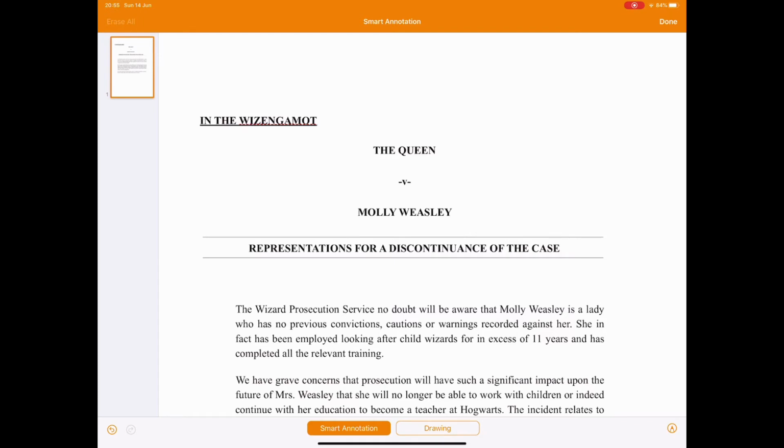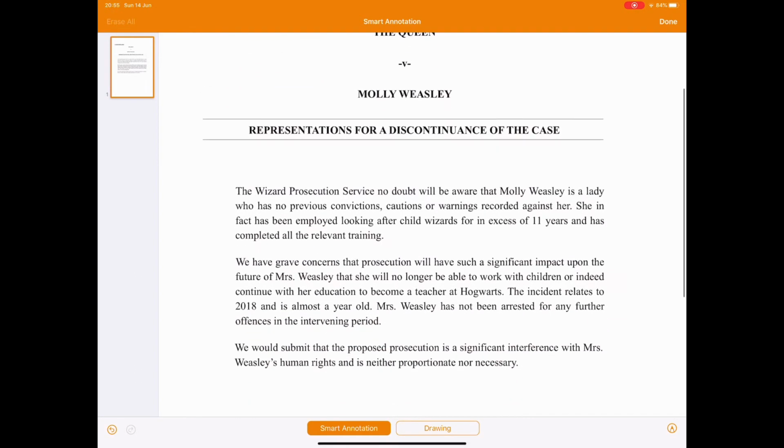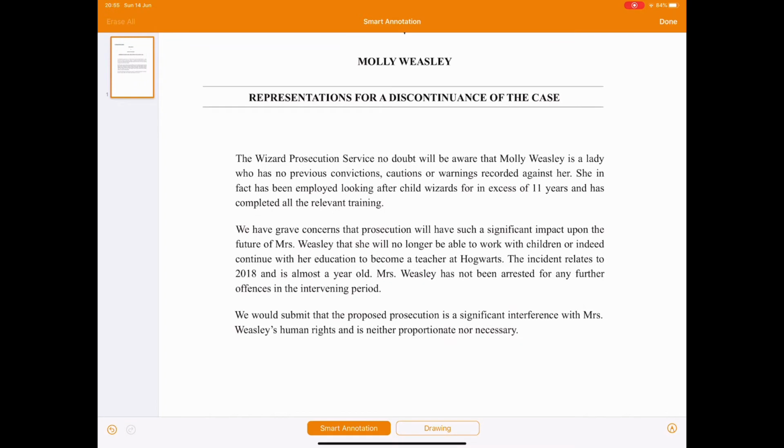The substance of these written representations are from a genuine case that I was involved with, but I've changed the names and the dates and the addresses so that anonymity is preserved. And we can see here that Molly Weasley, the mother of Ron Weasley and various other Weasleys, has been accused of an offence of dishonesty, but her solicitors have written to the Wizard Prosecution Service pointing out that the case should be dropped because she is of previous good character.